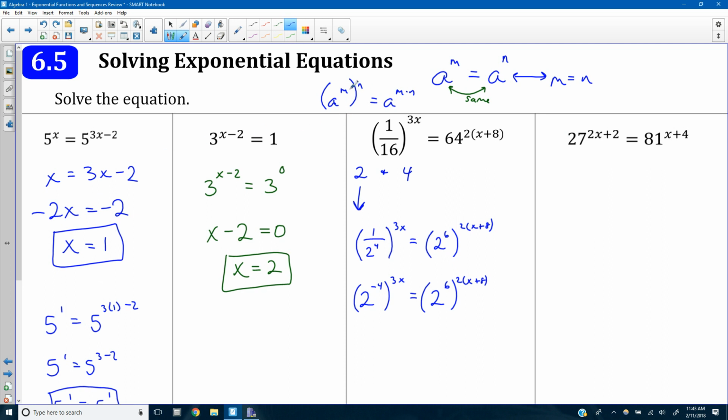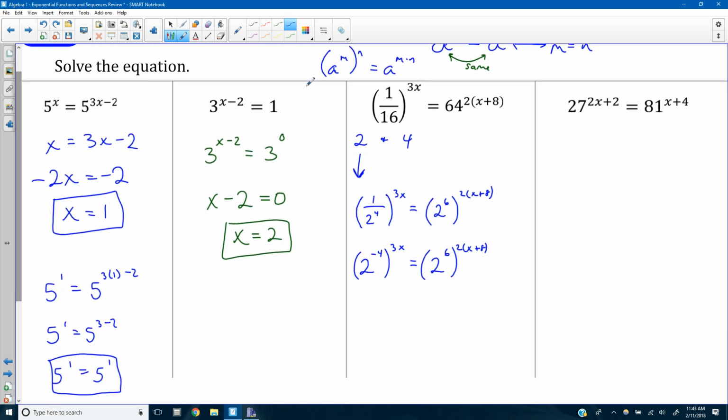Okay, now I'm going to use this property, this idea. I have an exponent raised to an exponent there. My bases kind of match, but right now this base is still 2 to the negative 4th. This is still 2 to the 6th. I want this base to just be 2. So now I can turn this into this right here. I can multiply negative 4 by 3x. And I can multiply this 6 by, when I distribute this, 2x plus 16. Boom. Now I have matching bases. 2 to this equals 2 to that.